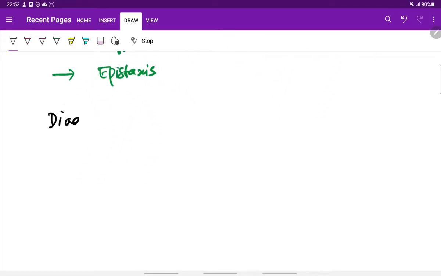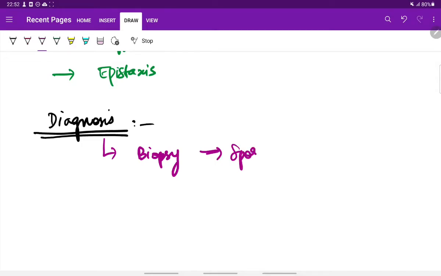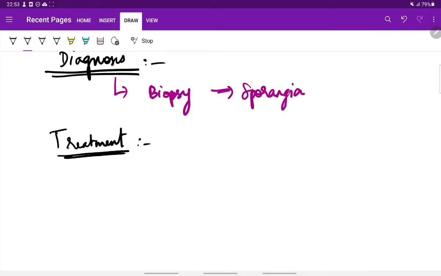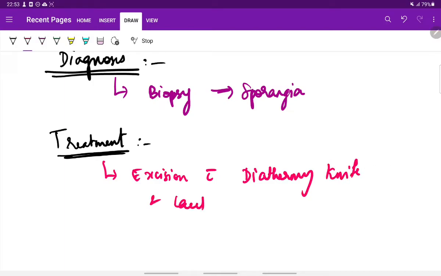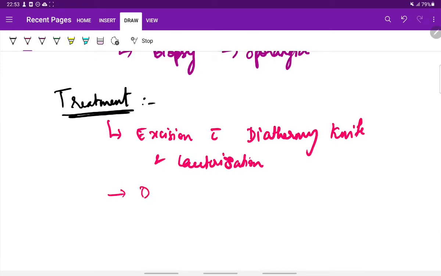Coming to the diagnosis, diagnosis is confirmed by taking a biopsy which shows the sporangia of the Rhinosporidium seberi. Finally, coming to the treatment, the main treatment is complete excision of the mass with diathermy knife and cauterization to stop bleeding. Also, dapsone has been tried in some cases.